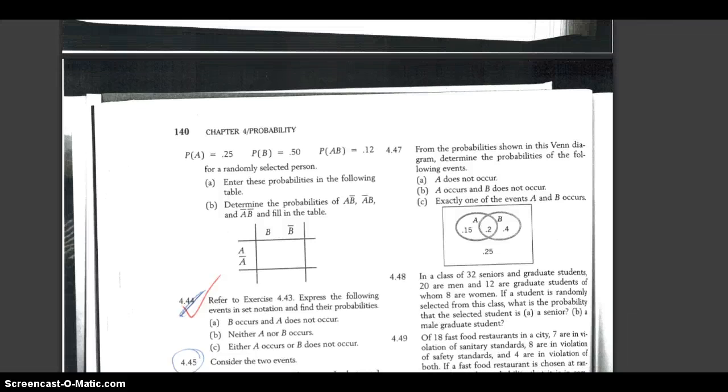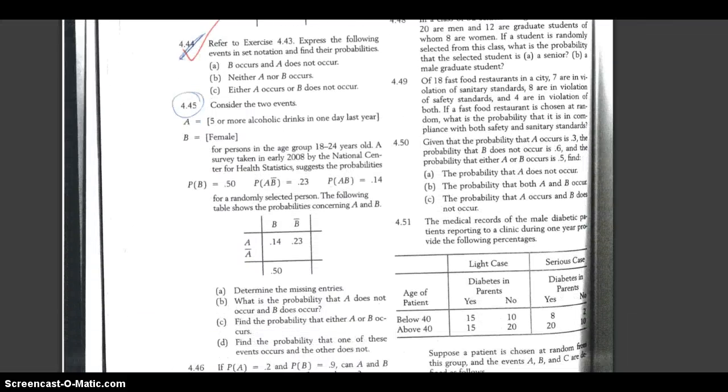In this video, we talk about 4.45 on page 140. So this is an exercise in the book. First, we look at the probability. So we have two events.